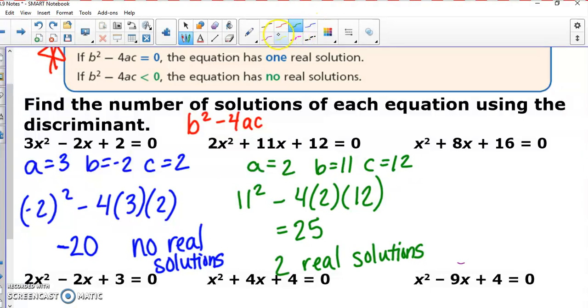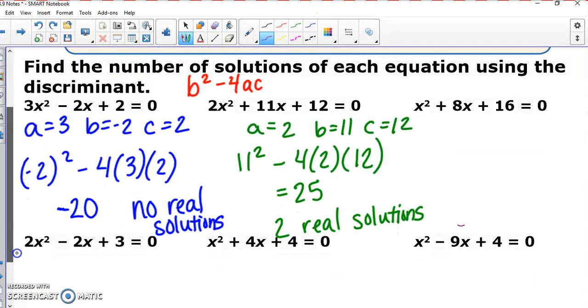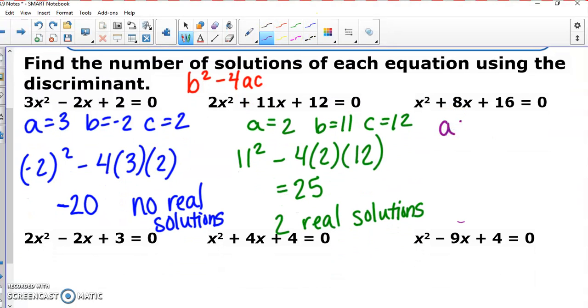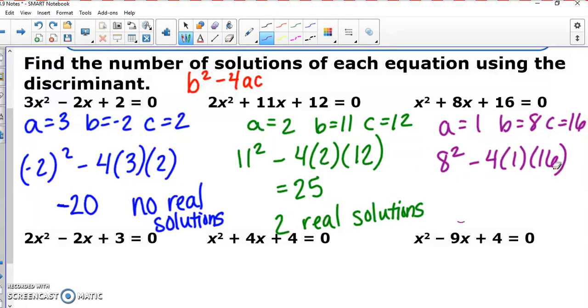Okay, and then the last one like this that we're going to do together. Again, identify my A, B, and C values. Plug it into my discriminant, so I'm going to go b squared minus 4 times A times C. Plug all that into my calculator, and I should get 0, so that means on this one I'm going to just have 1 real solution.